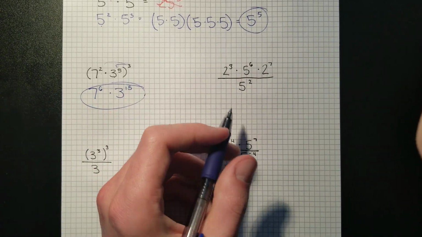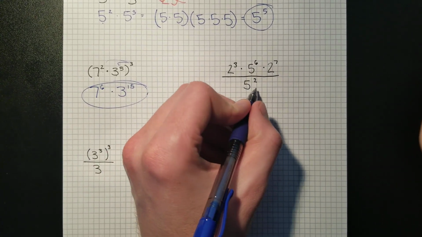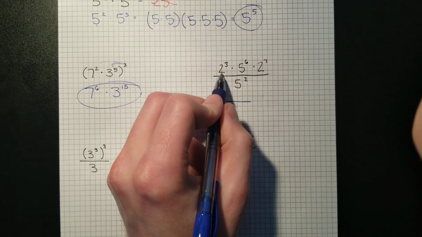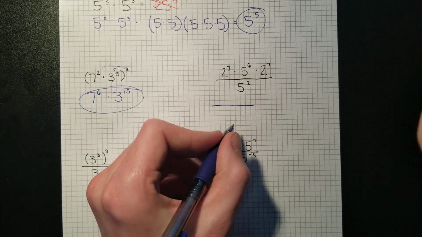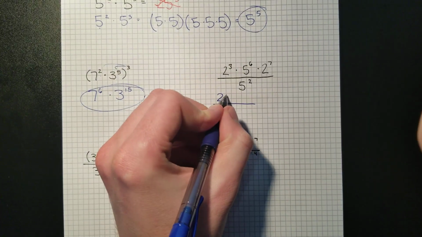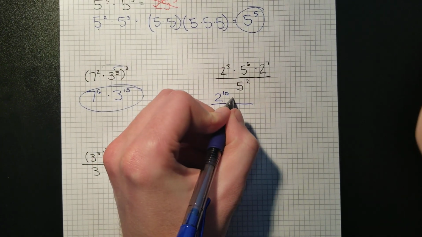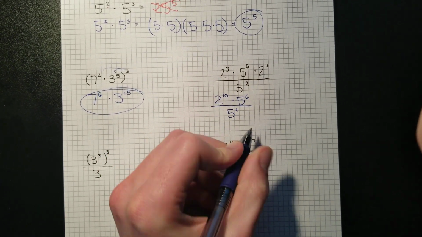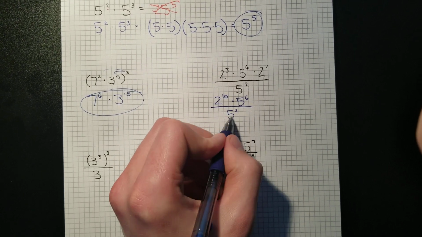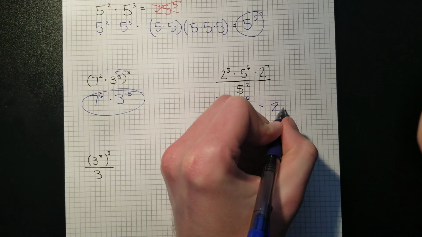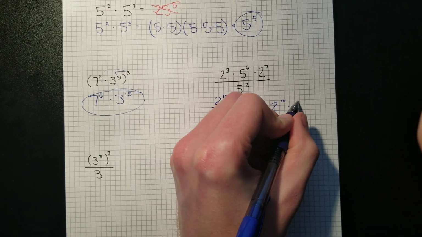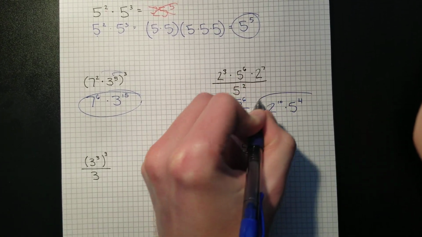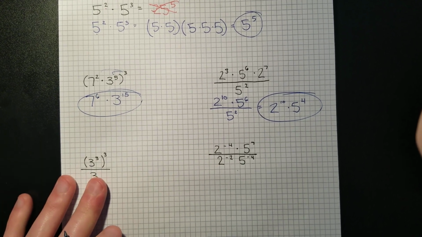Here we have a two-step thing. So we have a fraction bar, but before that, I'm actually going to be able to combine the 2's. So I have a 2 to the 3rd times 2 to the 7th. That becomes 2 to the 10th. Keep the 5 to the 6th, 5 squared. And now I can do the division rule between the two of those. So that's 2 to the 10th times 5, 6 minus 2, 4. So that would be the answer there.